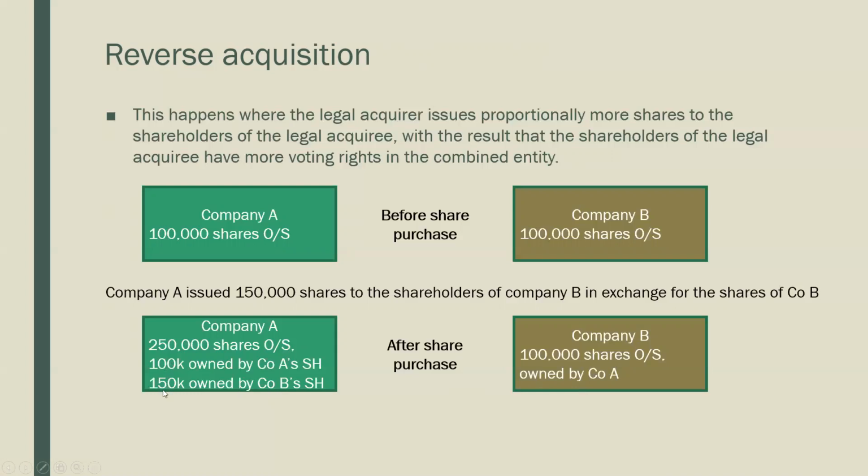So if you take a look at the proportional amount, 150,000 is definitely more than 100,000. So the former shareholders of Company B now own a majority of the common shares of Company A. So essentially, Company A is now controlled by the former shareholders of Company B. So that's what a reverse takeover or reverse acquisition looks like.